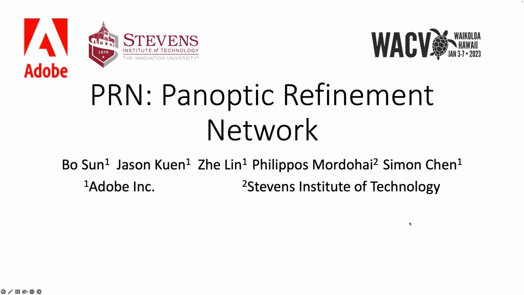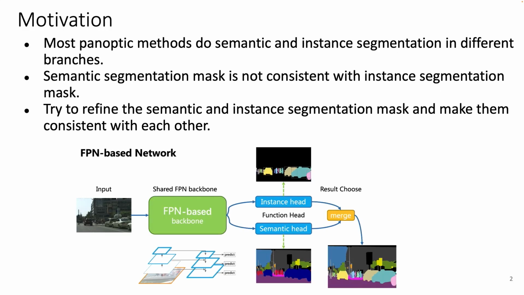Here is a video for our work PRN, Panoptic Refinement Network. Most panoptic segmentation methods do semantic and instance segmentation in different branches. The semantic segmentation mask is not consistent with the instance segmentation mask. So here we are trying to refine the semantic and instance segmentation masks and make them consistent with each other.